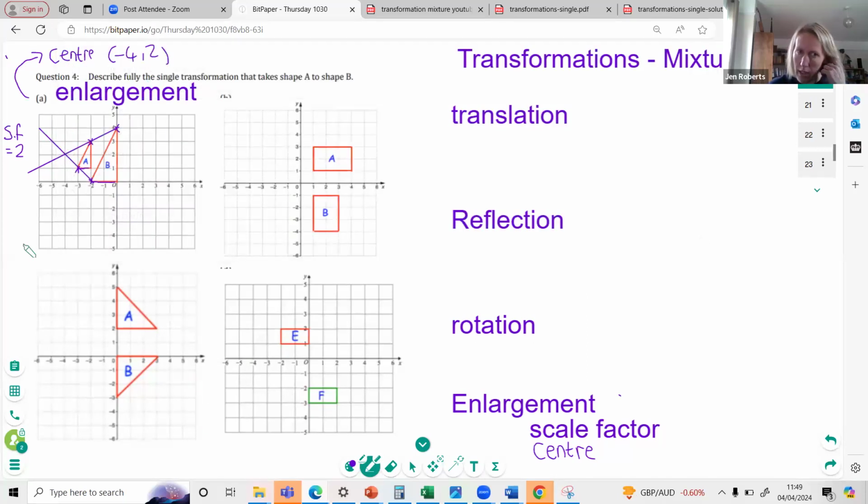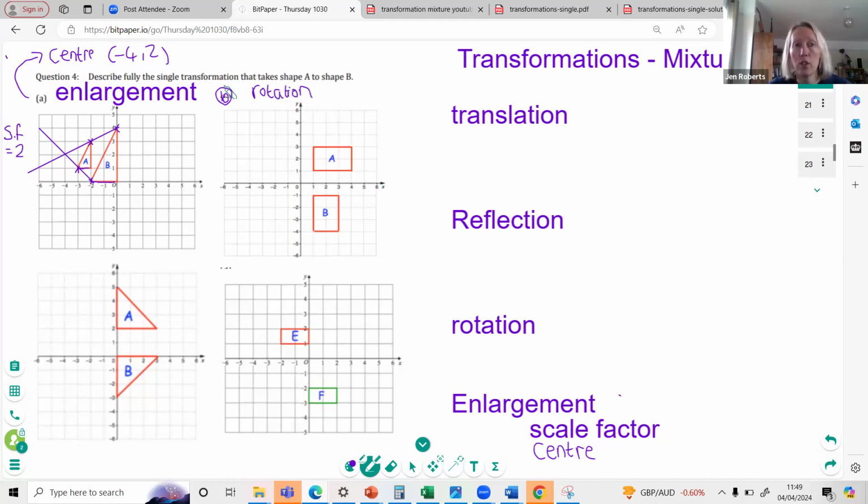Okay, so I think we'll do this one next. Have a look at this. Can you look at it and decide for yourself? We've obviously done the enlargement one. Do you think it's translation, reflection, or rotation? Well done if you've chosen rotation. You can tell because can you see the shape has turned?